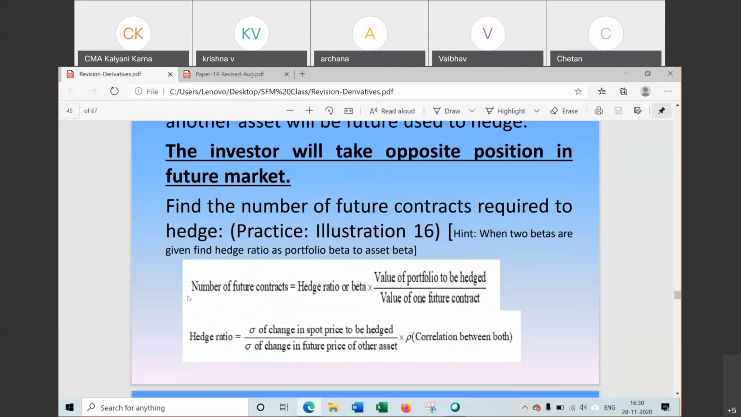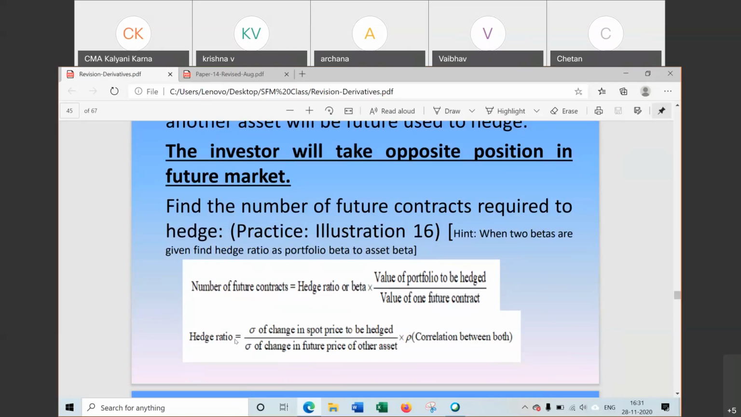Step 1, question can be based on this one. Find the number of future contracts required to hedge the portfolio. So how to find the number of future contracts? Question number 16. Number of future contracts is hedge ratio multiplied by value of portfolio to be hedged divided by value of one future contract. Hedge ratio, if not given, and beta is given, beta will be taken as hedge ratio.